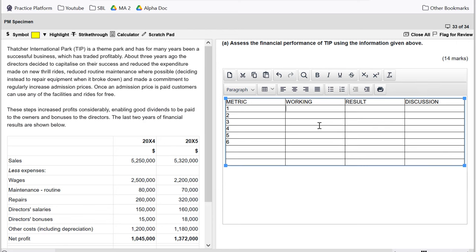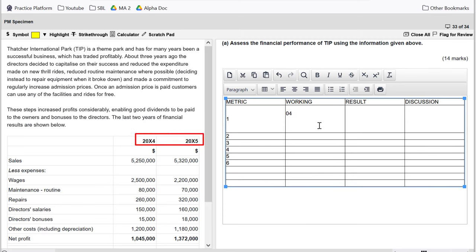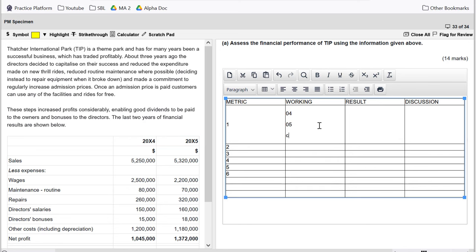When you get busy then to doing the workings, you often get two columns. We've got 04 and 05. So be efficient. 04, 05. Then we can put the change. Copy paste that in. Make a structure before you start your work.